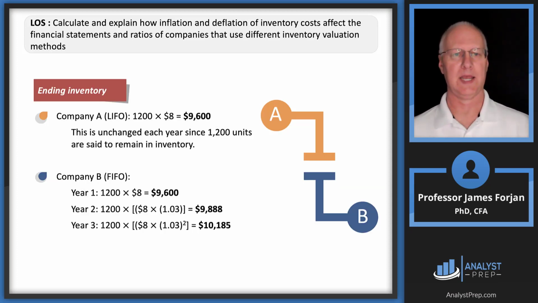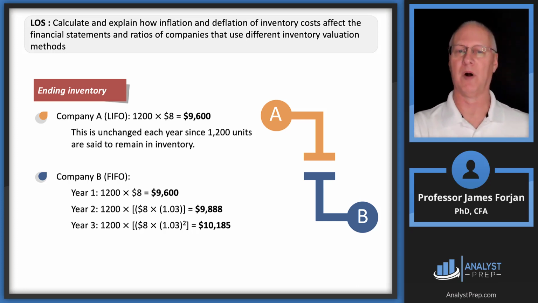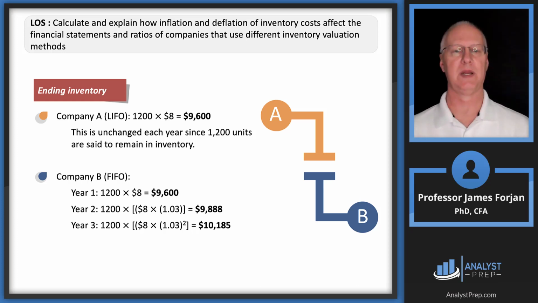All right, so ending inventory under LIFO is going to be an easy calculation, because this will be unchanged for every year, because we're going to have 1,200 units remaining in inventory. So those last in, first out are the ones sold. So the initial ones that we bought at $8, that's going to be 9,600 there. So that's a simple calculation for Company A under LIFO.